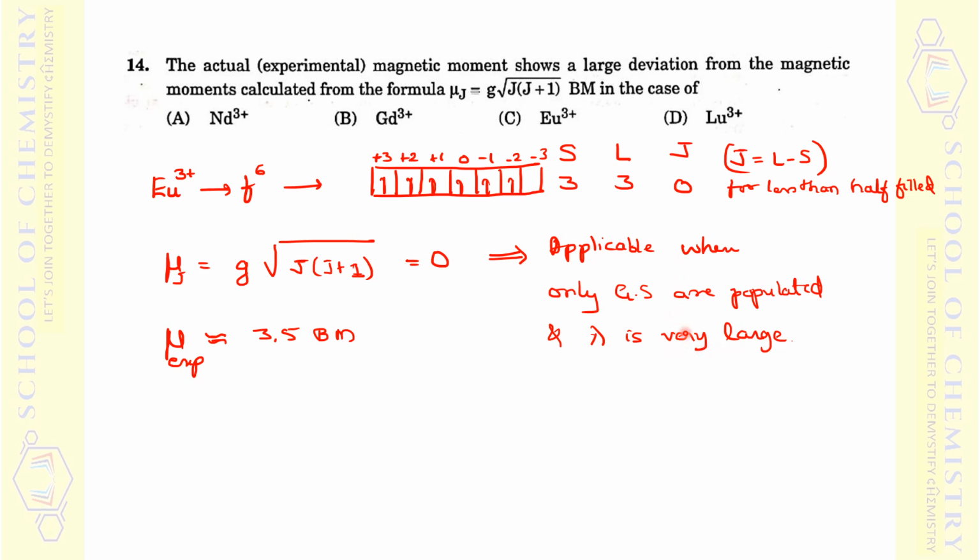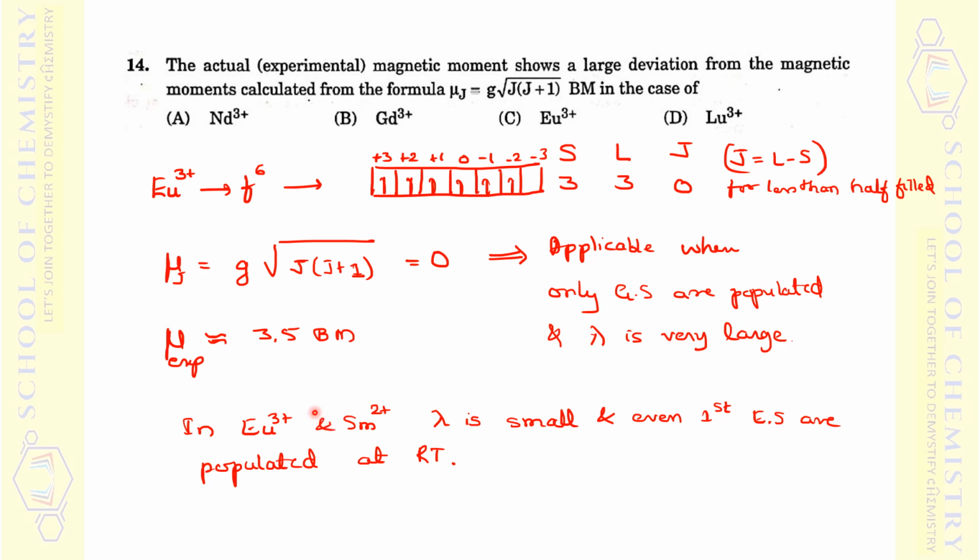In such a scenario this formula can be used, but in europium 3+ there are some variations. In europium 3+ as well as in samarium 2+, the easy thing to remember is that both are F6 systems. The value of lambda is small, usually in the order of 1000 centimeter inverse. Here it will be somewhere in the few hundreds. That is the first reason.